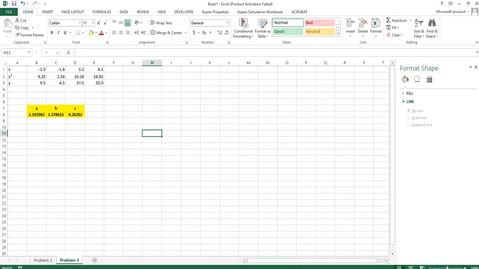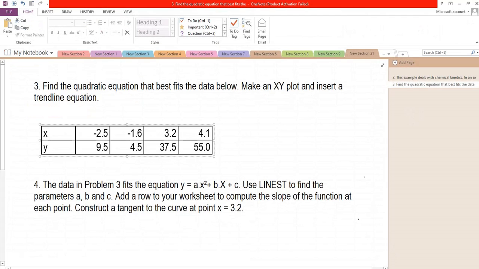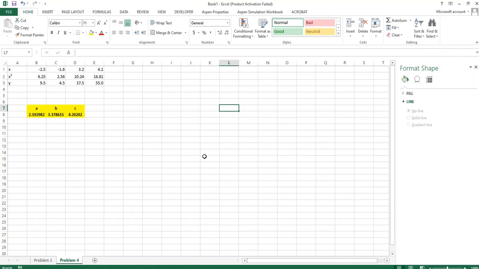Now the next question was, they said, okay, add a row to your worksheet to compute the slope of a function at each point. Now let's go back to what we're doing. So we were asked to calculate the slope.